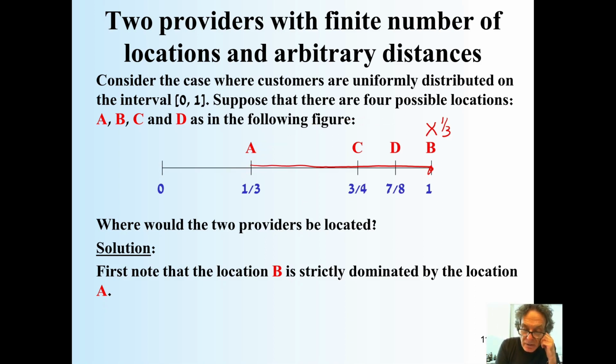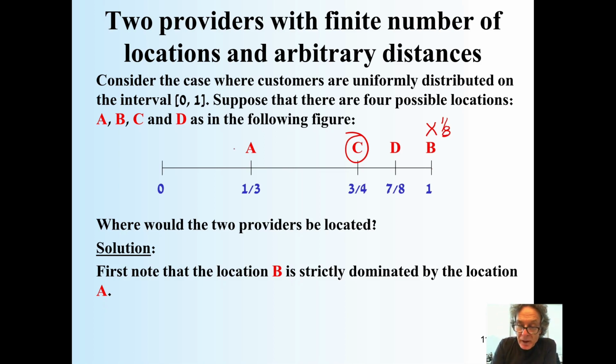Okay, let's see. So that is if you locate yourself in A. What happens if you locate yourself at C? How much do I get? Well, look, the distance from here to here is 1/8. I'm going to get 1/8. Correct? 1/8.